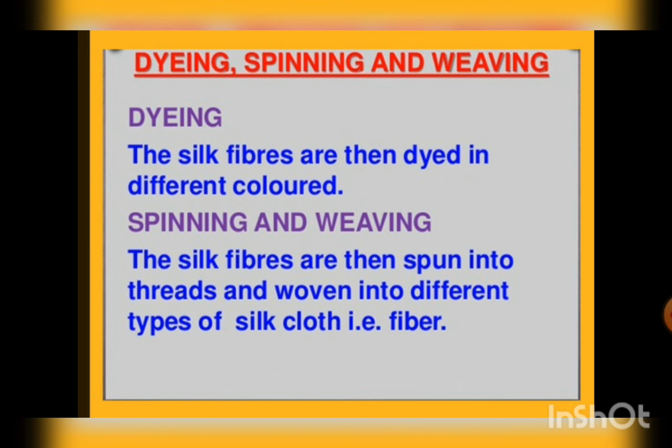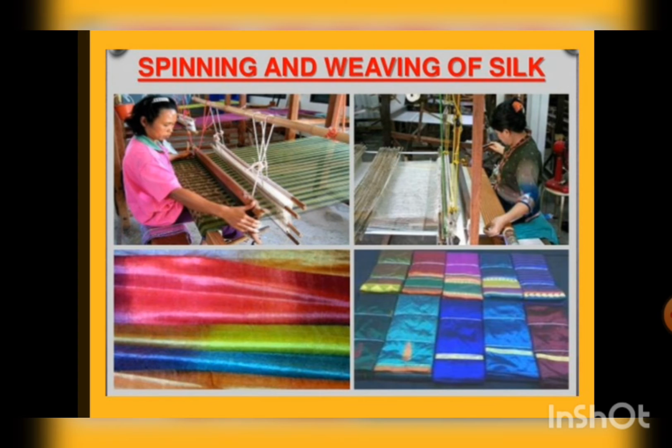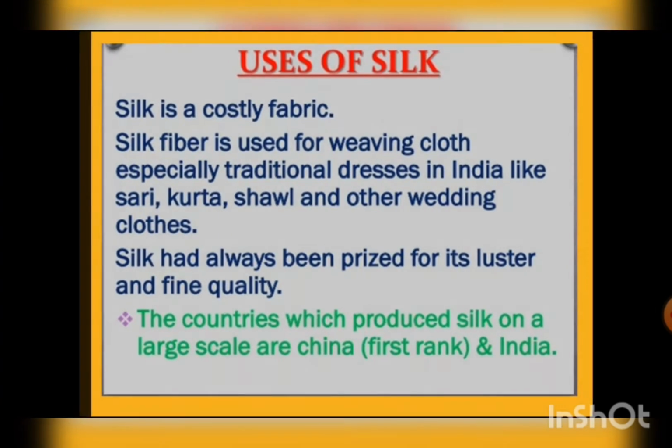The spinning and weaving. The silk fibers are then spun into threads and woven into different types of silk cloth. The clothes which we wear, that is called spinning and weaving. Okay, this is the spinning and weaving of the silk. See how they weave under the machines. The silk fibers are dyed, and then different types of clothes are made.